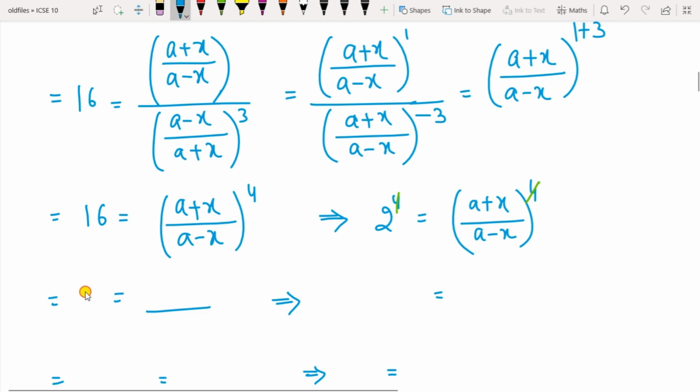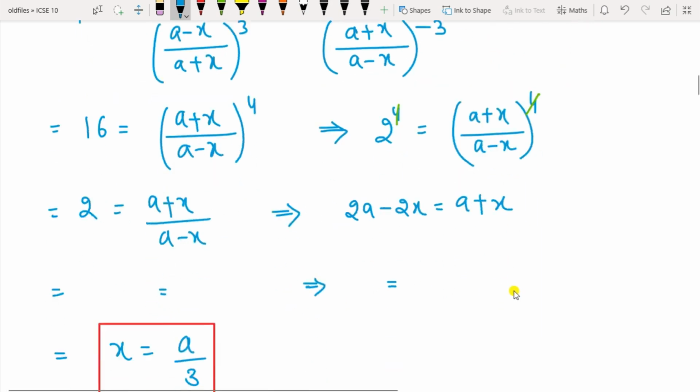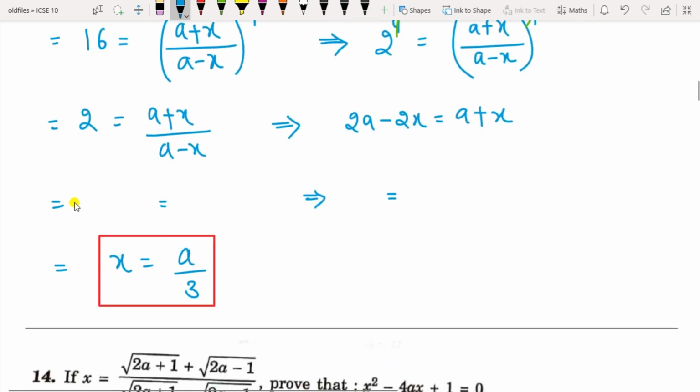So what is remaining is 2 equal to (a plus x) upon (a minus x). Cross multiply. So 2a minus 2x equal to a plus x. Now bring the like terms together. So this will be 2a minus a equal to x plus 2x. Therefore a equal to 3x on this side. You have to find the value of x here, therefore x will be equal to a by 3, and this is the required result.